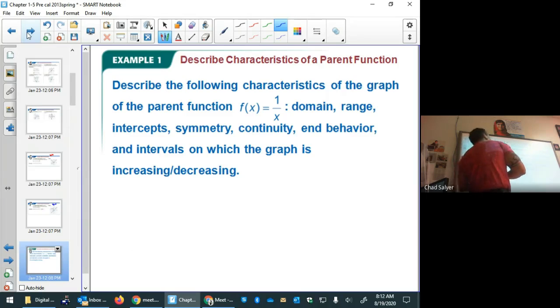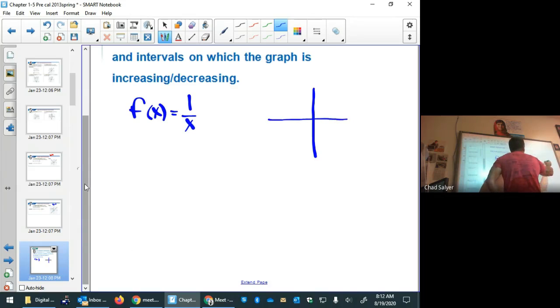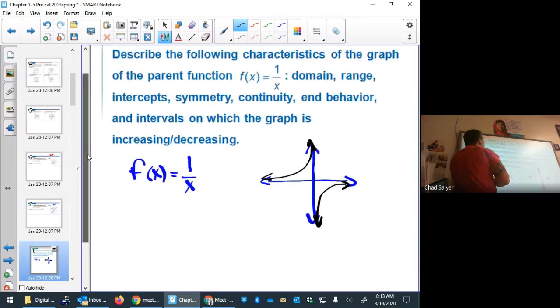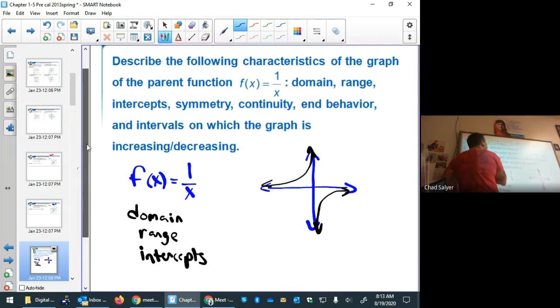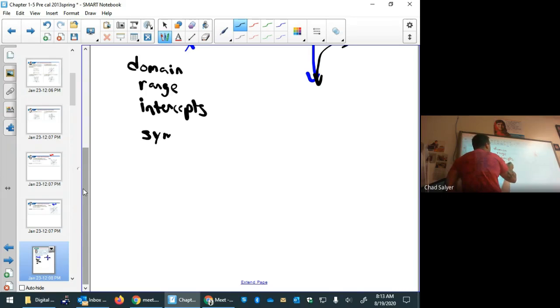Okay, so describe the characteristics of the graph of the parent function f of x equals 1 over x. So we'll start with the graph. Remember that I told you the graph looked kind of like this. So graphical analysis is going to be important. And we're asked to find the domain, range, intercepts, symmetry, continuity, end behavior, and intervals of behavior.